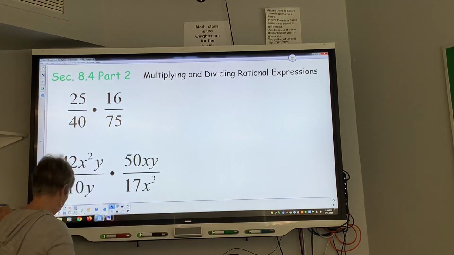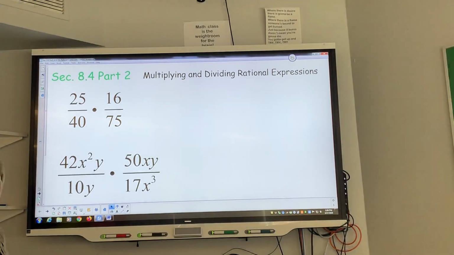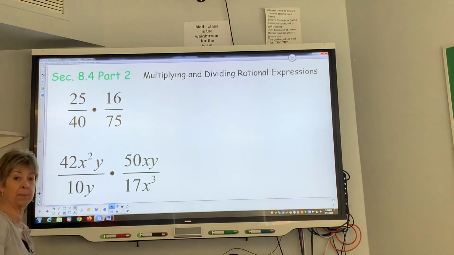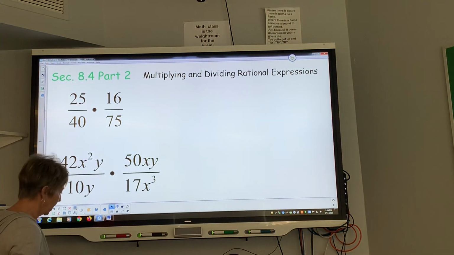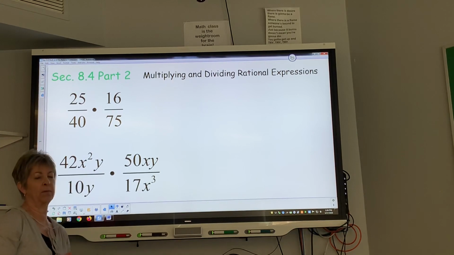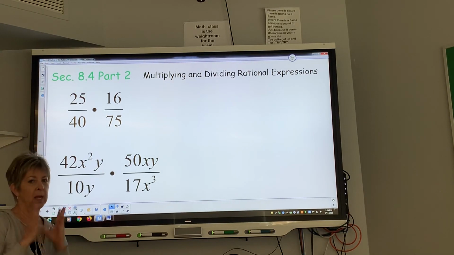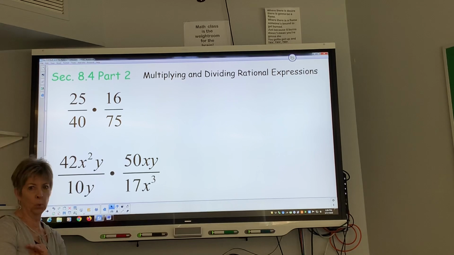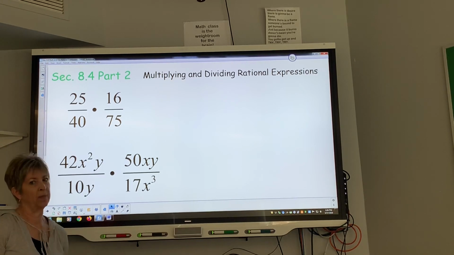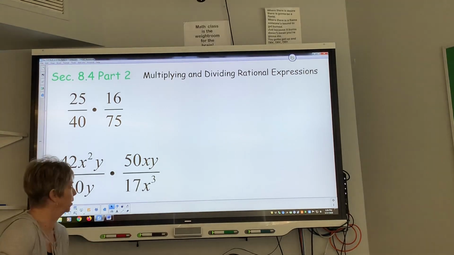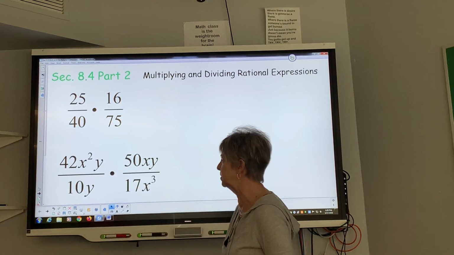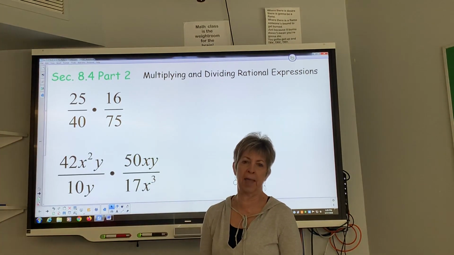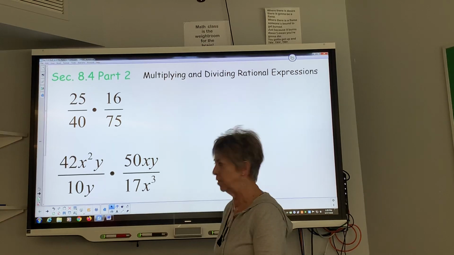So again, let's start with some 5th grade math here. Can you remember back that far? Maybe your little brother or sister's home and they can help you with this, okay? All right, if we were gonna multiply 25 over 40 times 16 over 75, please tell me you would not just multiply 25 times 16, get some big number, 400, then multiply 40 times 75 and get some big number, and then try to simplify that. That's not the most efficient way to do this.